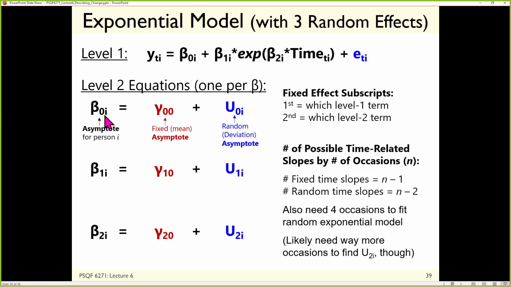So beta 0, with an i, is a placeholder for how each person would get their own asymptote, and that could have a fixed part at a minimum, which would be the mean for the sample, plus the individual deviation given by a random effect. So this is individual differences in level of performance, like we're used to thinking about, but it's optimal level.